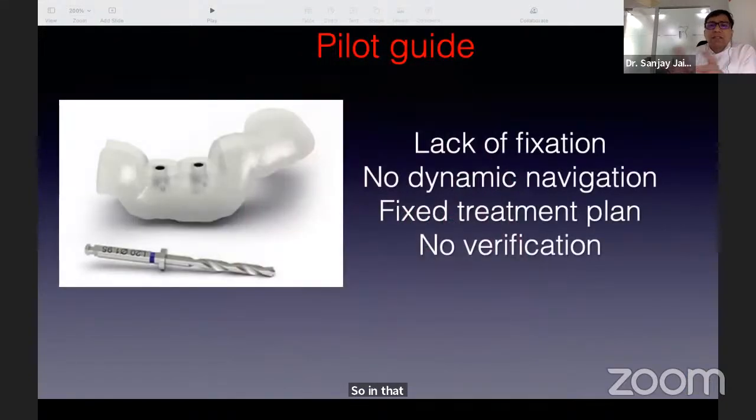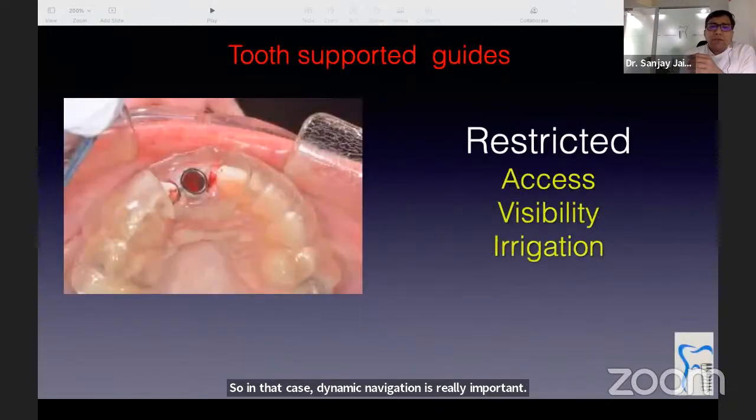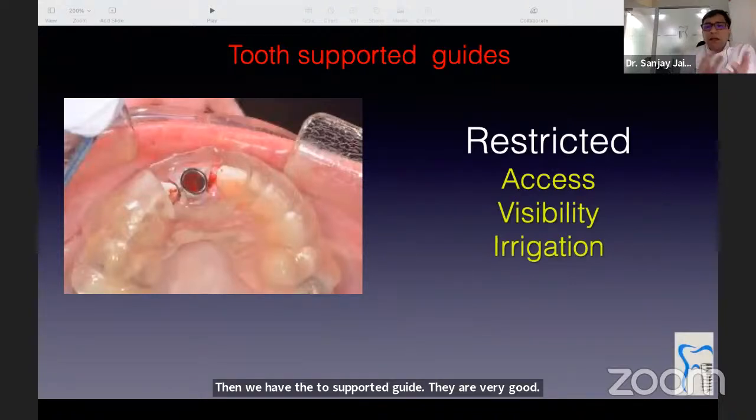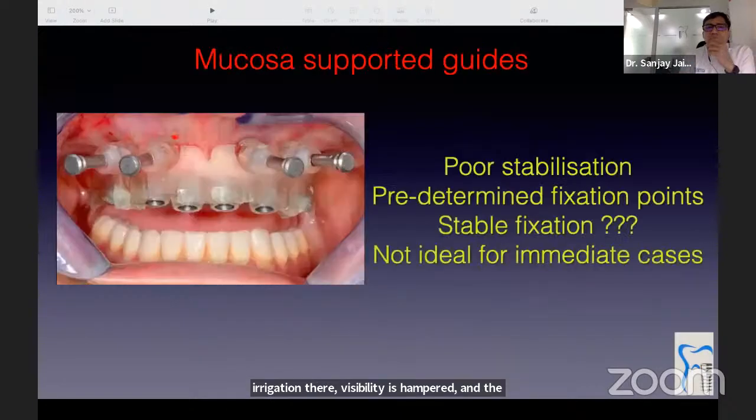Then we have these different types of guides, the static guide, the pilot guide. Then we have the tooth supported guide. They are very good, they fit well, but there's a lot of restriction of irrigation there. Visibility is hampered, and the access to the osteotomy site is not very good. Then you have the mucosa supported guide. They're also good. I've used a few of them. The only difficulty I found with them was that many times to stabilize them is really difficult.